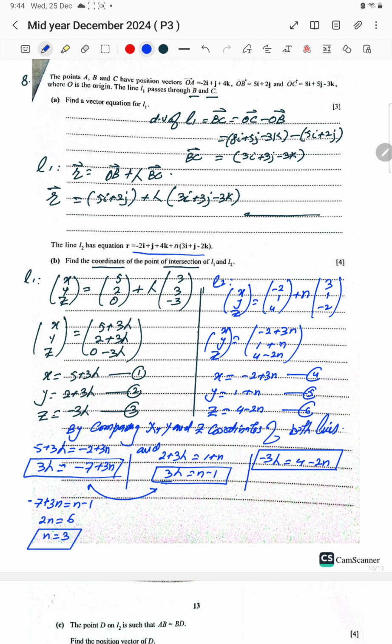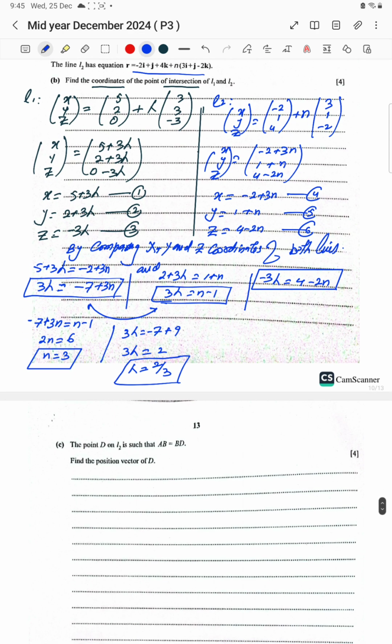And by substituting this in anywhere with lambda, we will get 3 lambda is equal to minus 7 plus 9. 3 lambda will be 2, lambda will be 2 by 3. So now we got the values of n and lambda. Now substitute these n and lambda in anywhere in equation 1, 2, 3 or 4, 5, 6. In any one line, we will get the point of intersection.